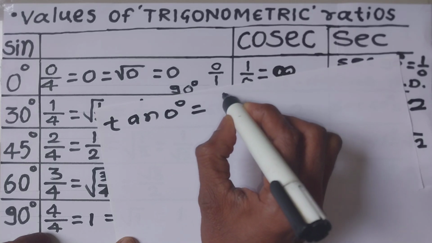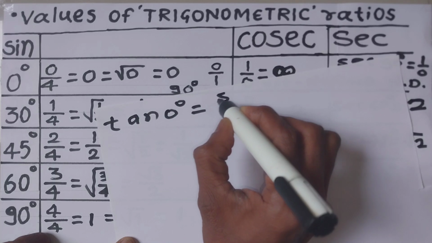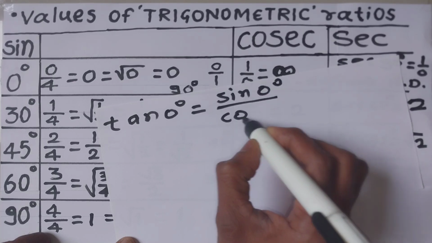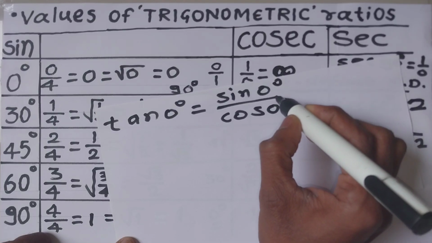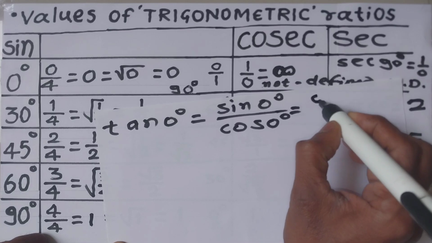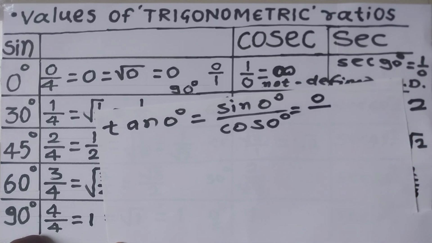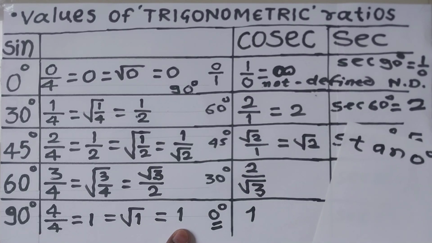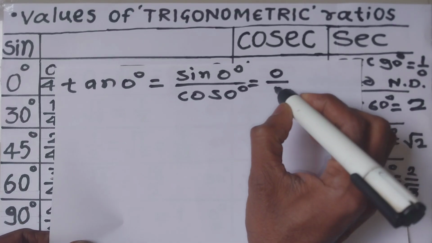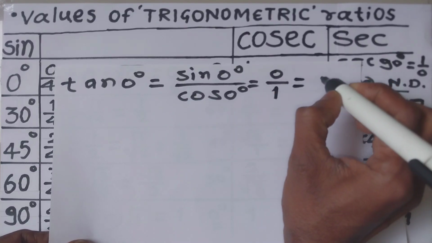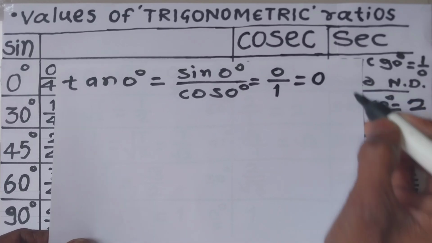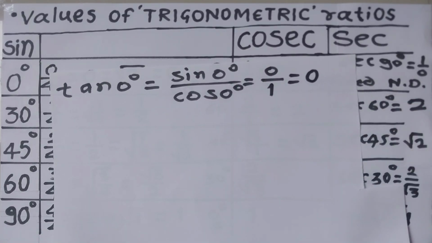Look carefully, tan 0 degree. When we take tan 0 degree, we write sin 0 degree upon cos 0 degree. Now sin 0 degree is 0, and cos 0 degree is 1, so we write 1 here. Therefore 0 upon 1 means 0, so tan 0 degree is 0.